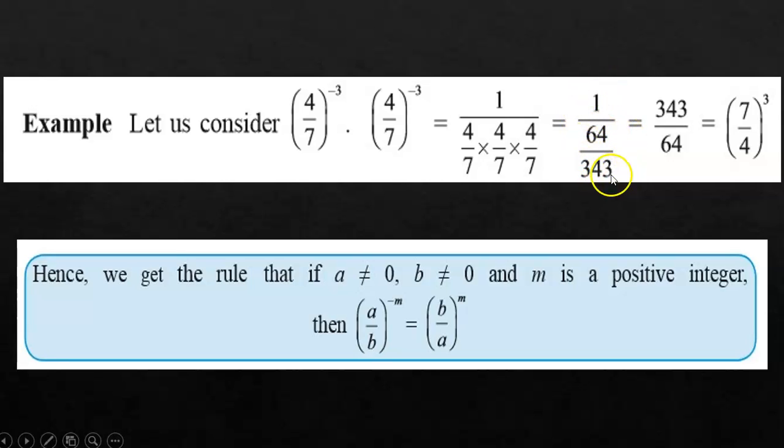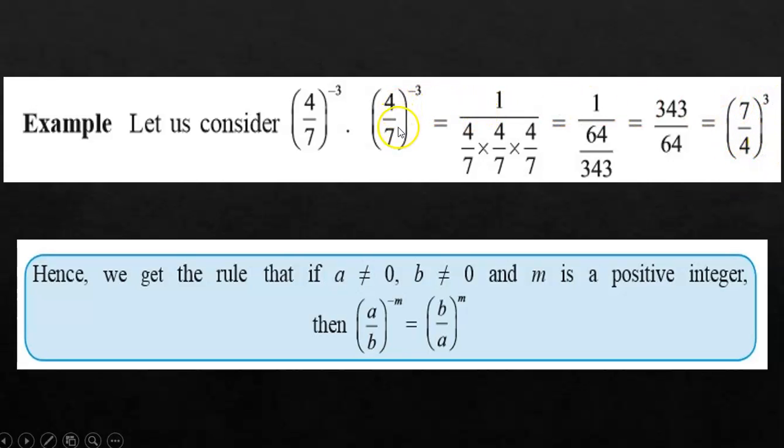And we know that we cannot keep the sum this way. So this denominator goes to the numerator and the numerator will stay as the denominator, and I have 343 upon 64. But this 343, my dear students, is the cube of 7. So 7, and this is the cube of 4. So 7 upon 4, the whole cube.